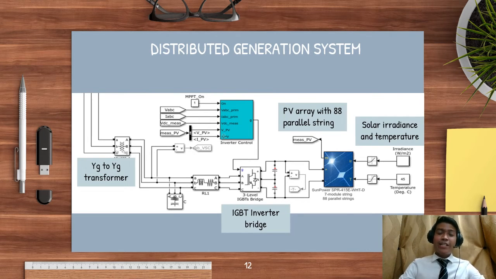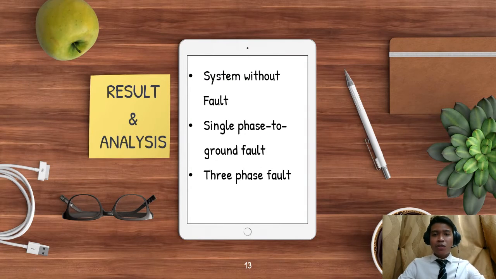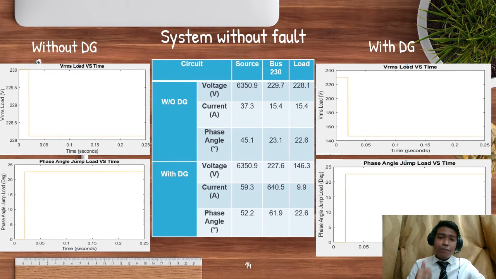Okay, for the result and analysis section, this part consists of the result of the system without fault, next the result of single phase to ground fault, and lastly the 3-phase fault. Okay, for the system without fault, the difference between the distribution system without and with DG is shown in the table. As the result, for the bus source, identical results were achieved under the RMS voltage without and with DG installation.